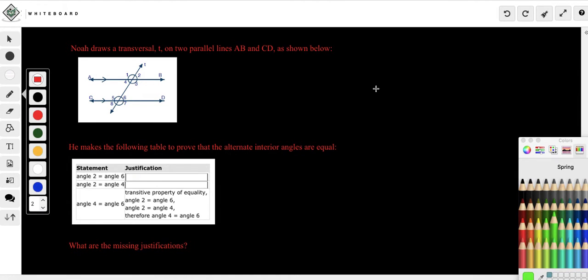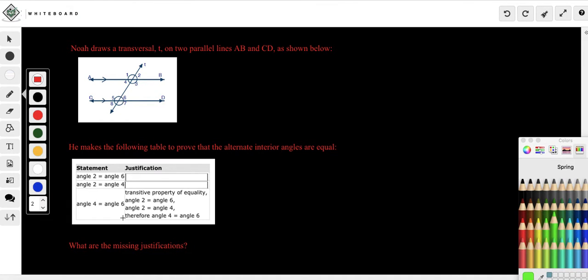So this first question says, Noah draws a transversal T on two parallel lines AB and CD as shown below. So here we see line AB, line CD, and they are cut by a transversal, which we're calling T. He makes the following table to prove that the alternate interior angles are equal, or congruent is another word for equal. What are the missing justifications?